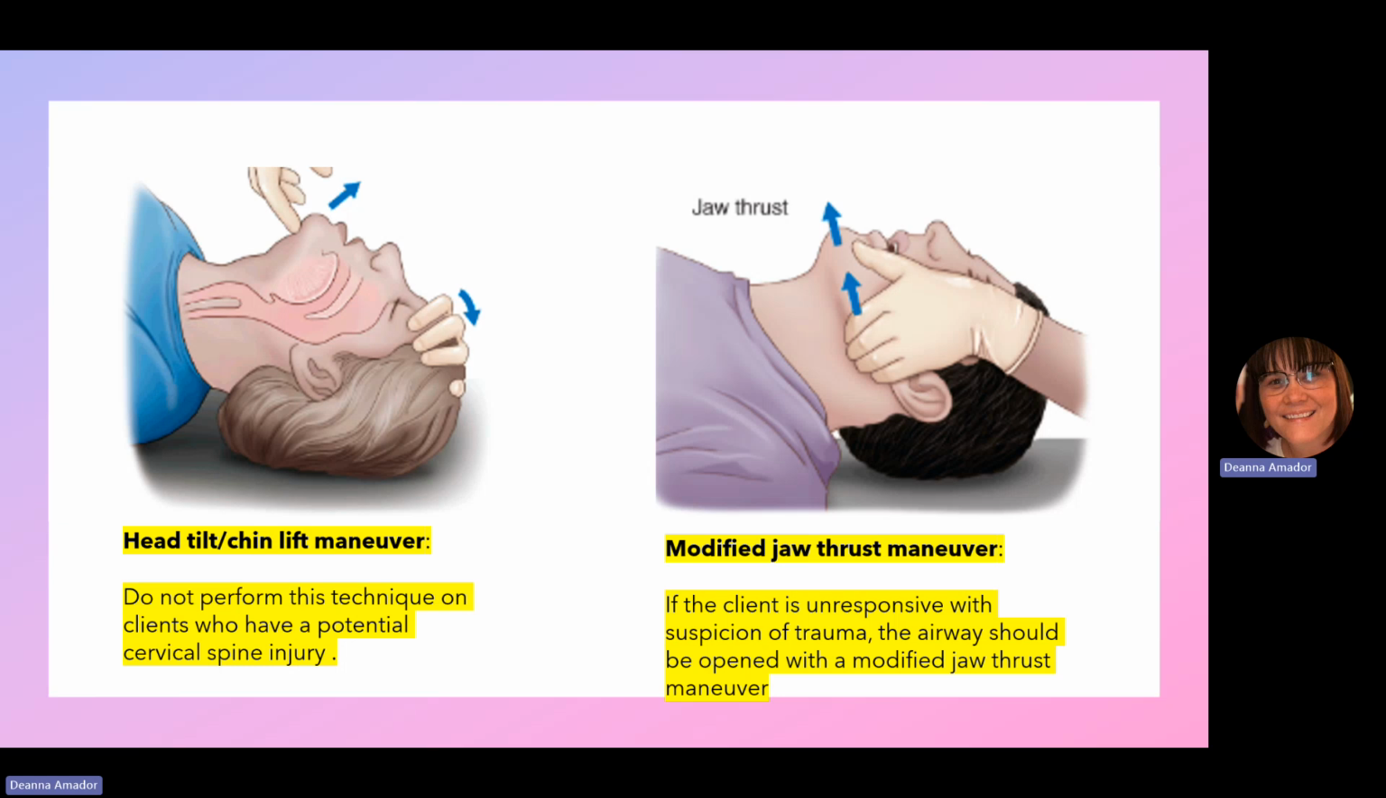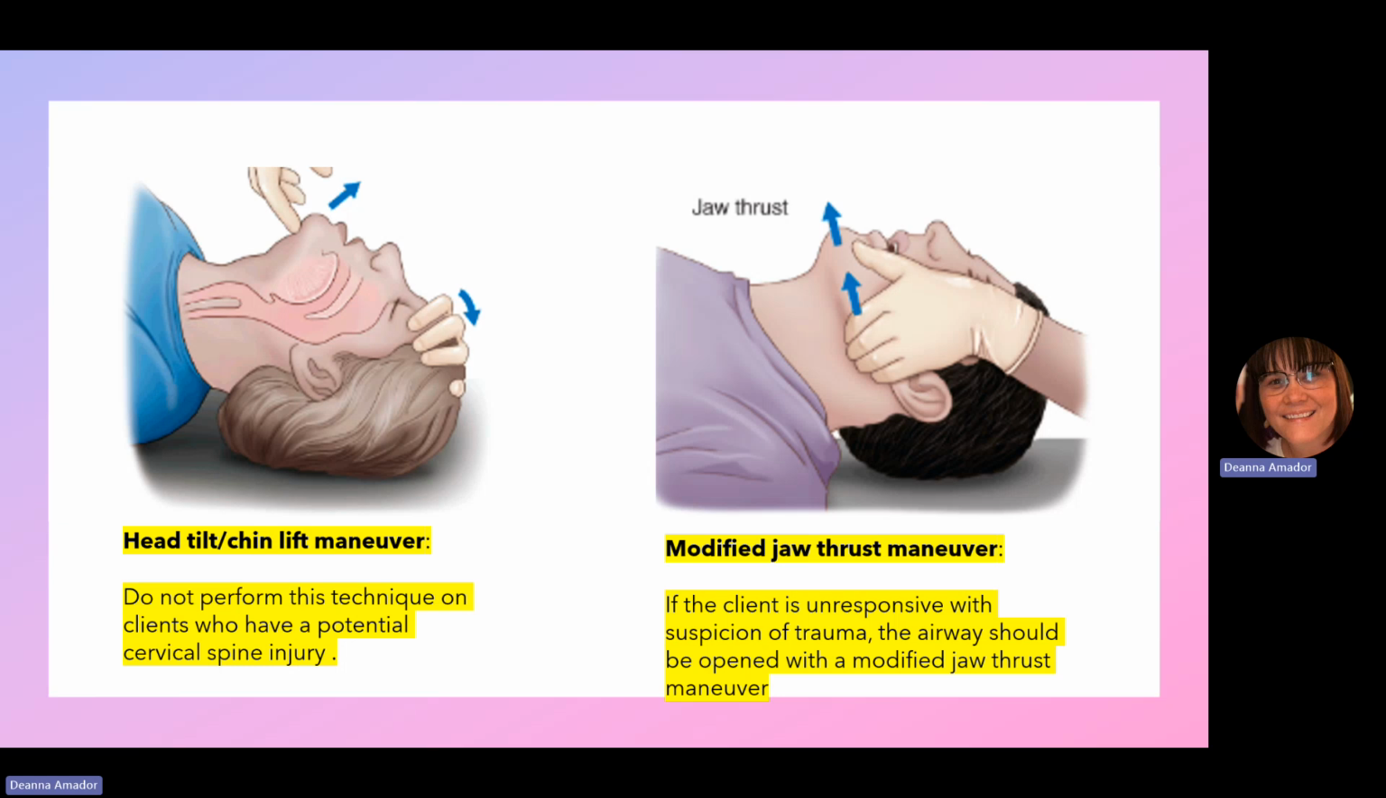You're going to do this modified jaw thrust maneuver, and you basically just grab behind their mandible and lift up, and it will pull their jaw forward and open their airway. That's all you do. You're not moving the head at all. You're just pulling the jaw forward. It's hard to do on alert people, but on people that are unconscious and unresponsive, it's a very easy and effective technique.